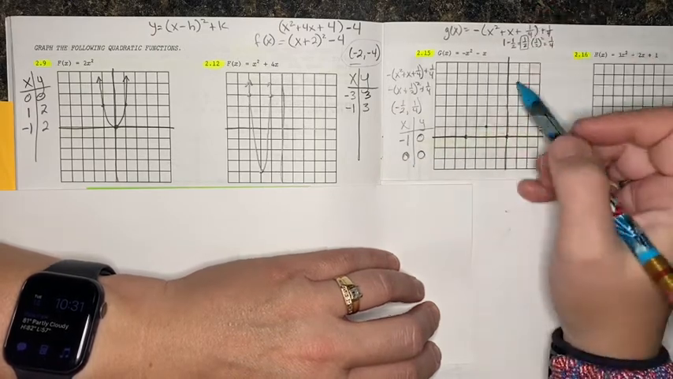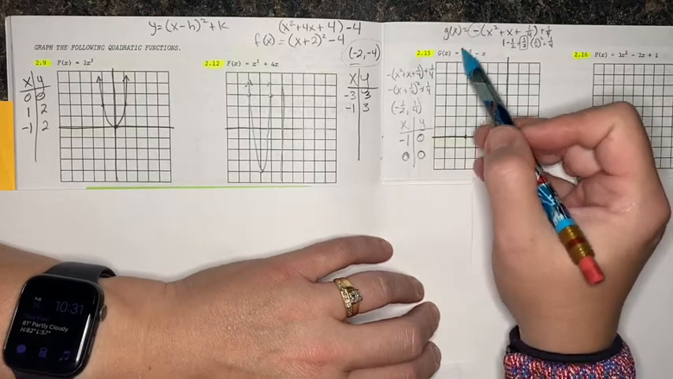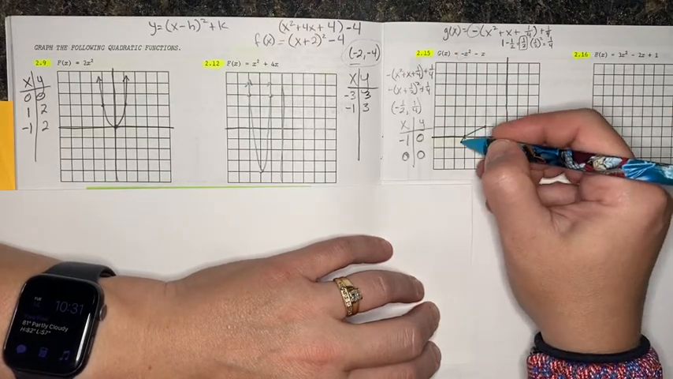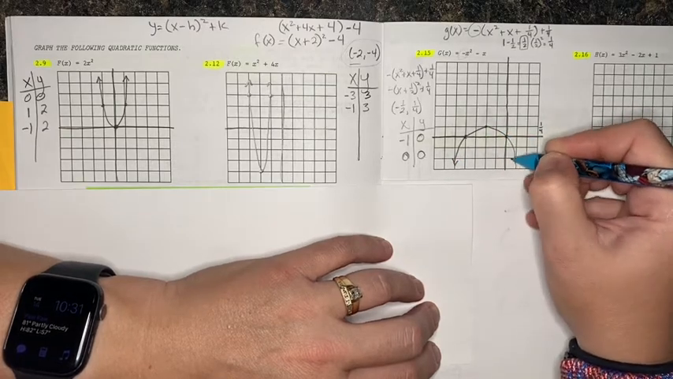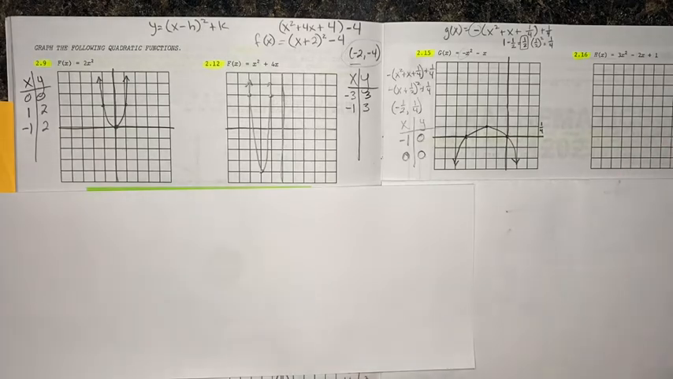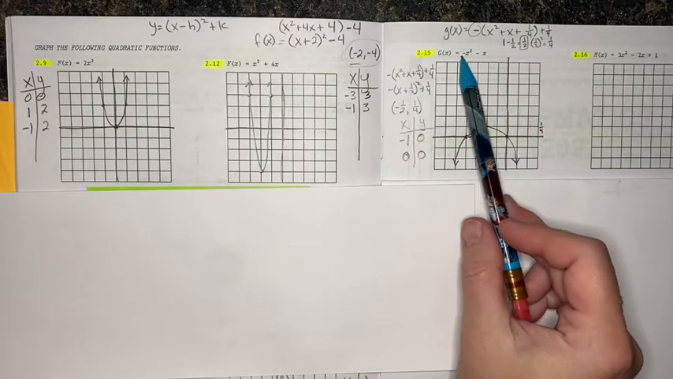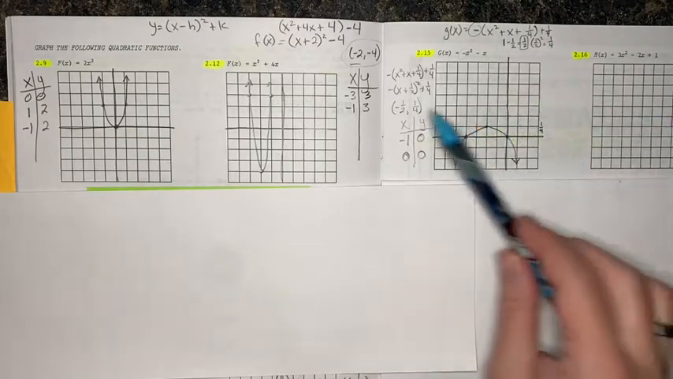I guess I should have moved it up higher because this negative number here tells us that it's going to open down. So I didn't quite put my line at the right spot, but you still get the idea of what's happening, right? Here we have a negative. It's going to open down.